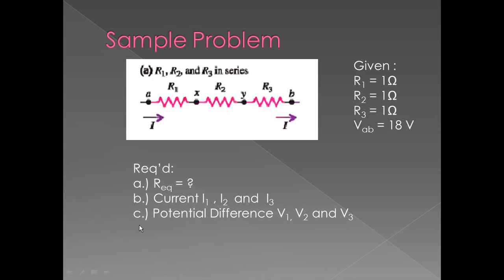Now, just to check, how would you know if your answers are correct? Once you have solved for the individual values of the voltages, V sub 1, V sub 2, and V sub 3, try to add them together, V sub 1 plus V sub 2 plus V sub 3. Expectedly, the sum should equal the input voltage provided by V sub AB, which is equal to 18 volts.